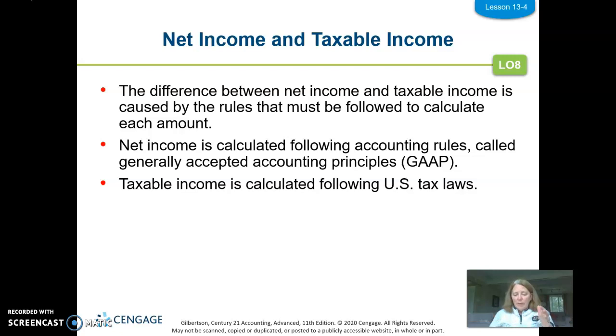So for the IRS, we follow U.S. tax law for taxable income, and it is on a cash basis of accounting, not accrual. So revenue is only recorded when the cash is received, and expenses are only recorded when the cash is paid. So that's a big difference between the two. There are really two types of differences that arise as a result of this, and those differences are either permanent or temporary differences. So that's what you need to know.